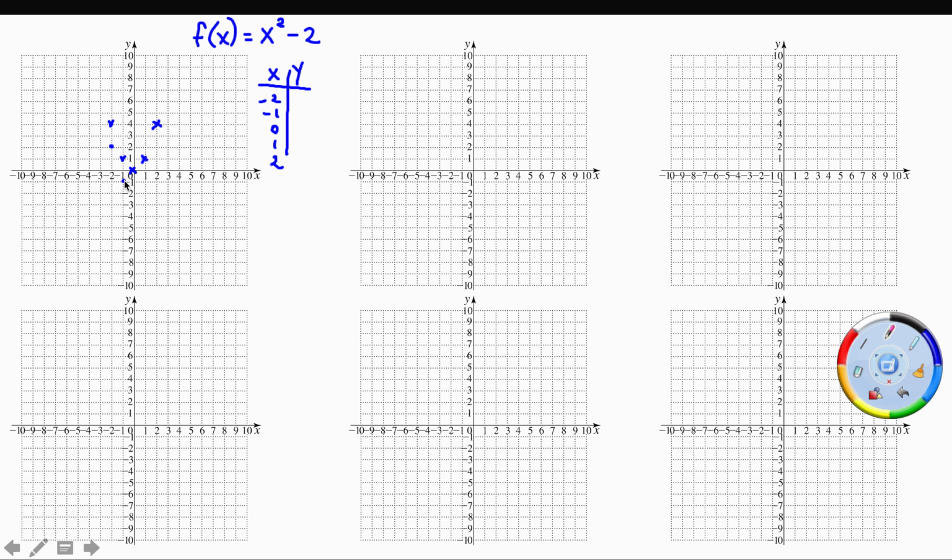Down 2, down 2, down 2, down 2. And here, now don't make it a V because it's a parabola, so make it a U shape, is the graph of this function. Let's try that again.